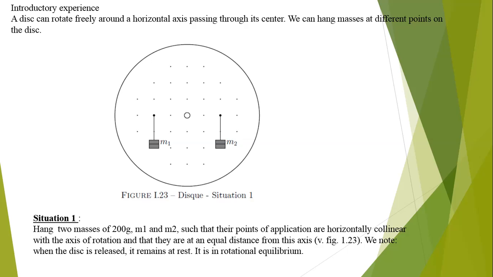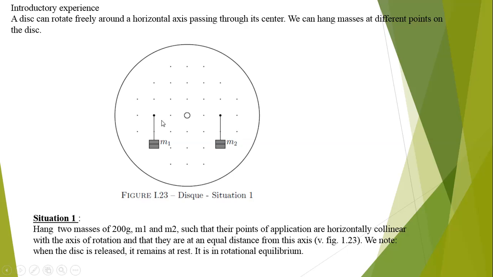In the first situation, we hang two masses M1 and M2 equal to each other, for example 200 grams, such that their points of application are horizontally collinear with the axis of rotation and they are at an equal distance from this axis. So M1 is placed at this position and M2 at this position, where the distance between M1 and the axis of rotation is equal to the distance between M2 and this axis of rotation.